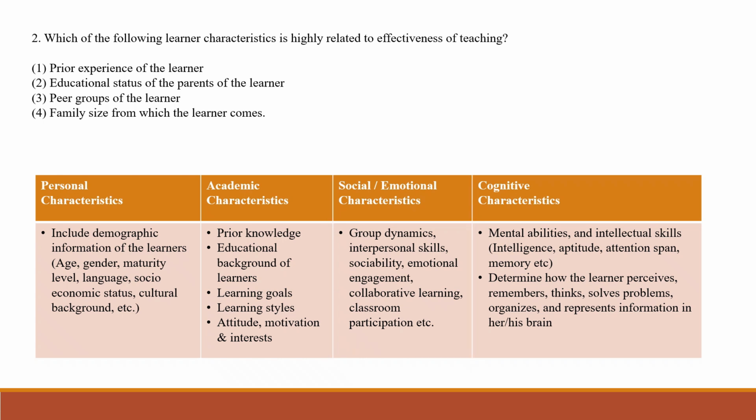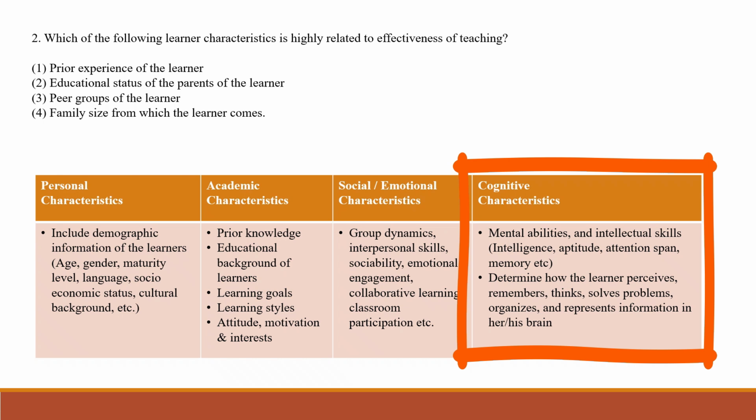And the last one is cognitive characteristics. This is the most crucial category for learning effectiveness, and they include intelligence, memory, attention span, aptitude, problem solving ability, etc. In simple terms, cognitive characteristics determine how effectively a learner perceives information, processes it, stores it, and applies it. If cognition is weak, even the best teaching method may not produce good results. So clearly, cognition plays a direct and powerful role in teaching effectiveness.